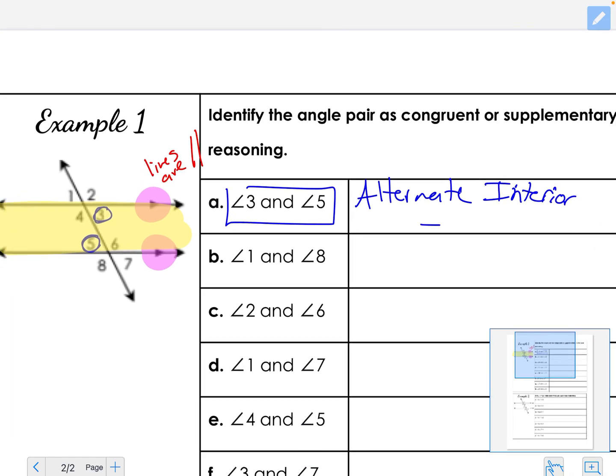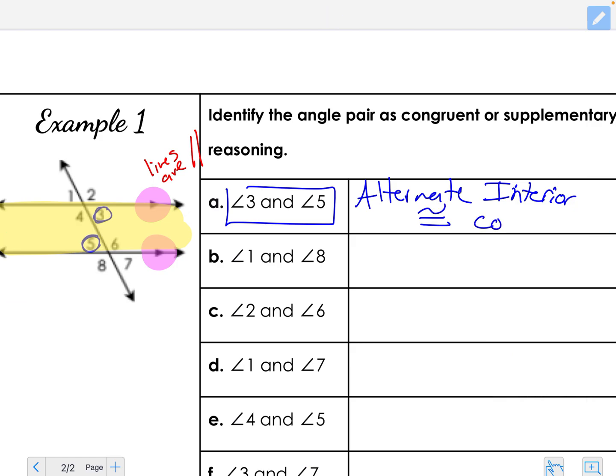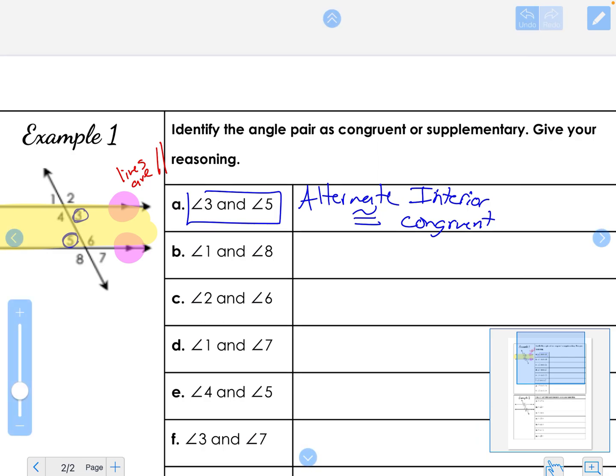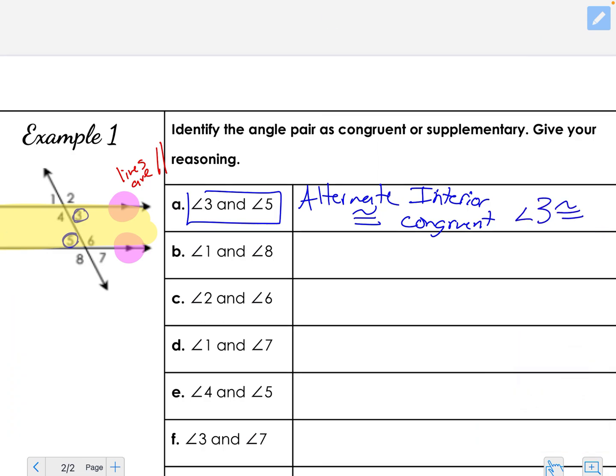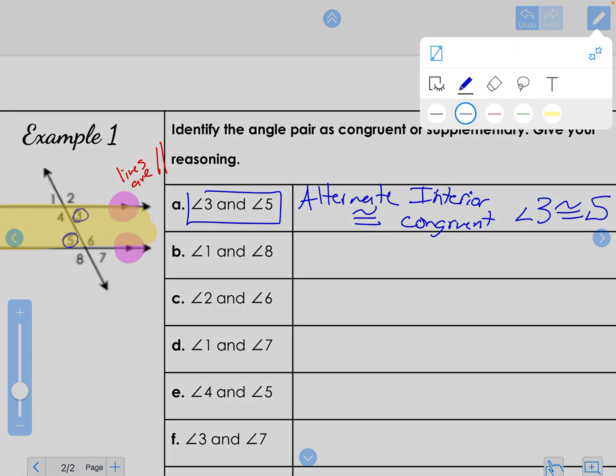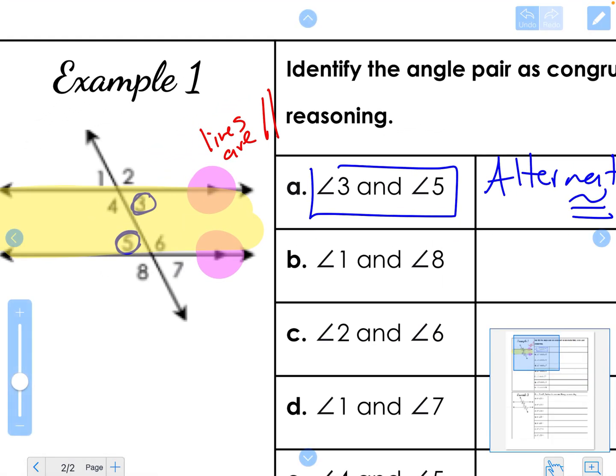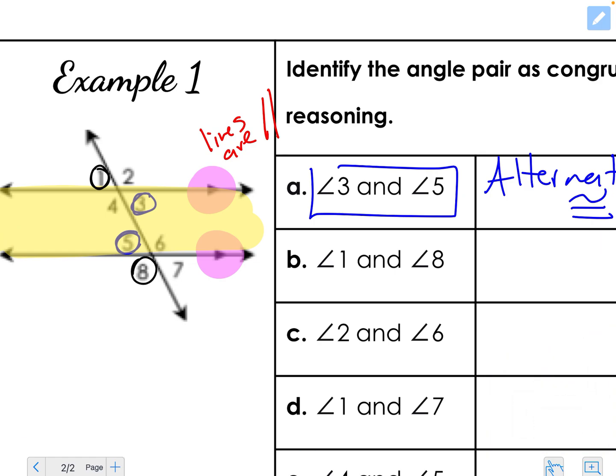And I know that alternate interior angles are congruent. So I know that angle 3 is congruent to angle 5. So now let's look at angle 1 and let's look at angle 8.